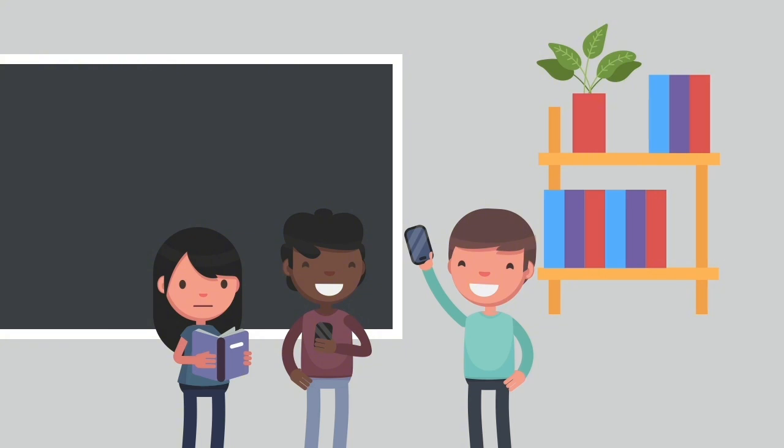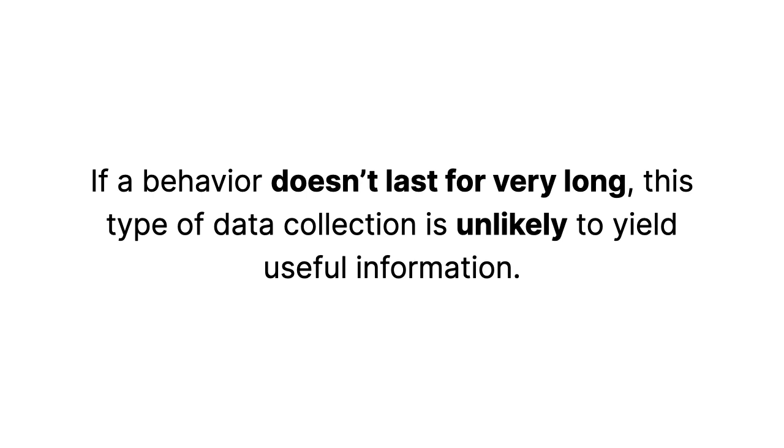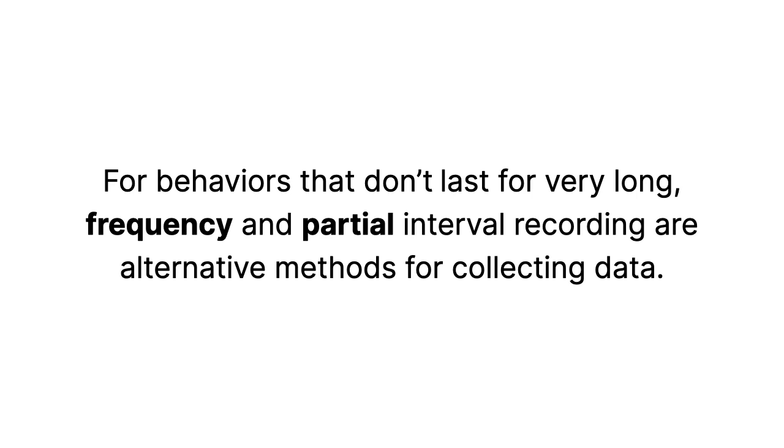A disadvantage associated with momentary time sampling procedures is that if a behavior doesn't last for very long, this type of data collection is unlikely to yield useful information. For example, imagine a student who would make hand gestures inappropriate for the school setting, like raising his middle finger in the direction of his peers. Because this behavior started and stopped within a couple of seconds, it was really easy to miss most occurrences of this problem behavior if collecting data using momentary time sampling procedures. For behaviors such as this one that don't last for very long, frequency and partial interval recording procedures are viable alternatives for collecting useful data.